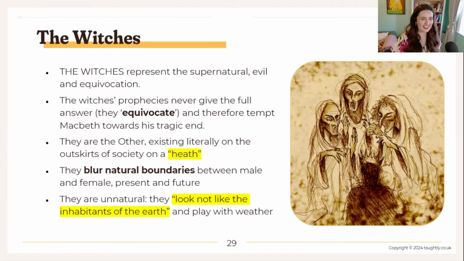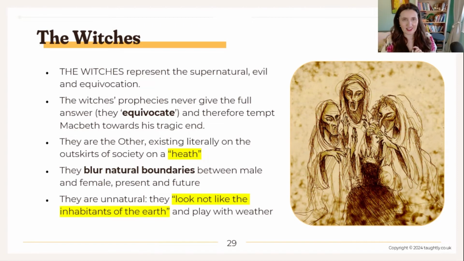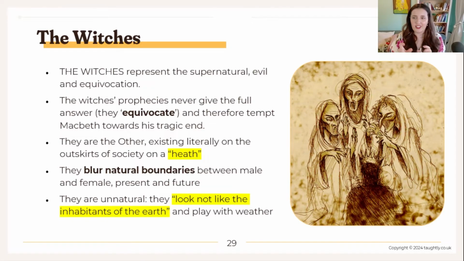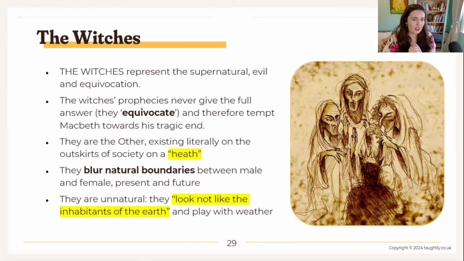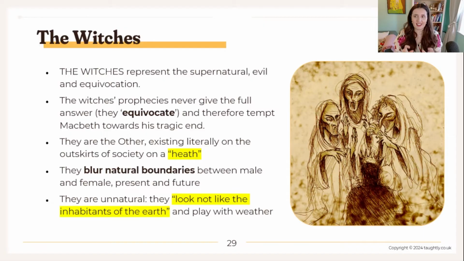Now for the lovely characters of the witches. They symbolise the supernatural, evil and equivocation. Well, what does equivocation mean? It means that they never give the full answer. They equivocate. So they tell him just enough, but not the entire full truth. For example, when they say to Macbeth, "None of woman born shall harm Macbeth," they're giving him technically the truth, but not the full truth.